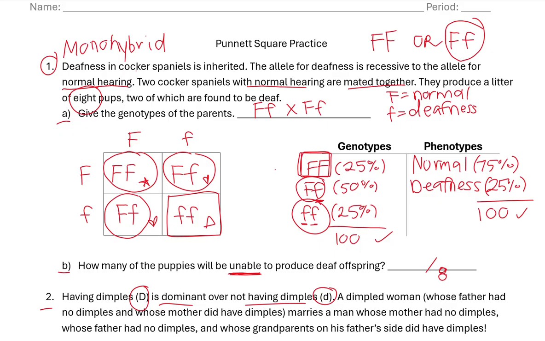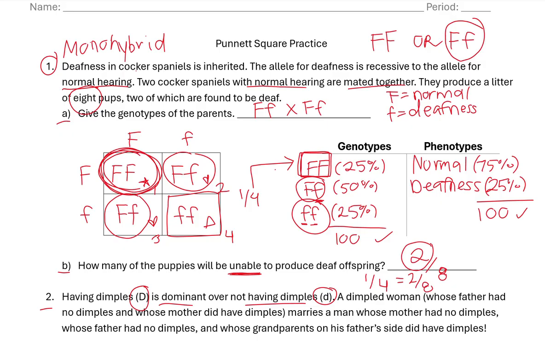Well, out of these 4 possibilities, only one of them is homozygous dominant. 1 out of the 4. We said that here. But we have 8 puppies total, so we need to think about how many of the 8 would have this. It would be 2. So 2 out of the 8 puppies would be unable to produce deaf offspring.